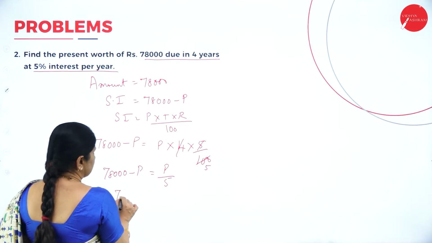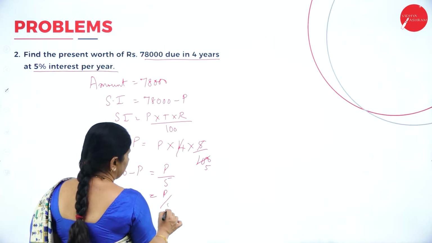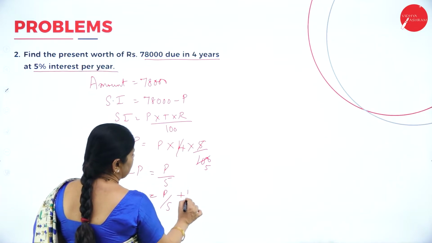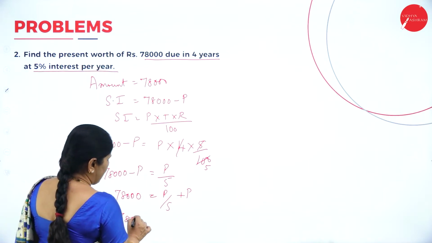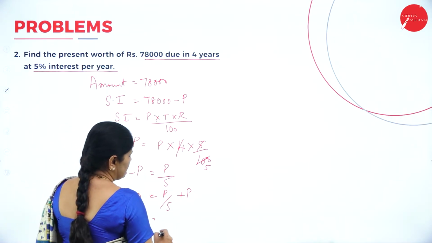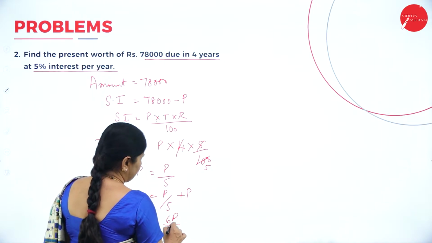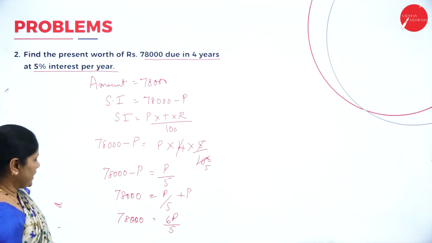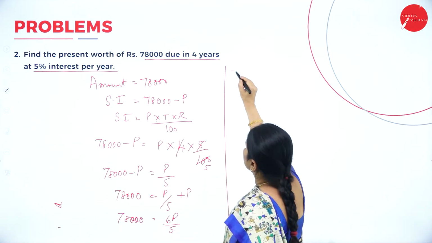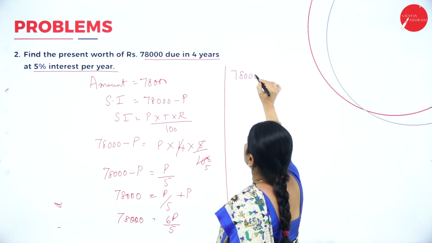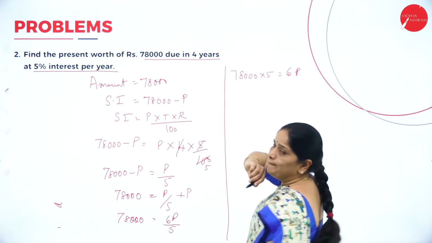Now I write this 78,000 as it is equals P by 5 plus P. Now when I add these both, this will be equal to 6P by 5. Now the next step is I multiply 78,000 into 5 equals 6P.